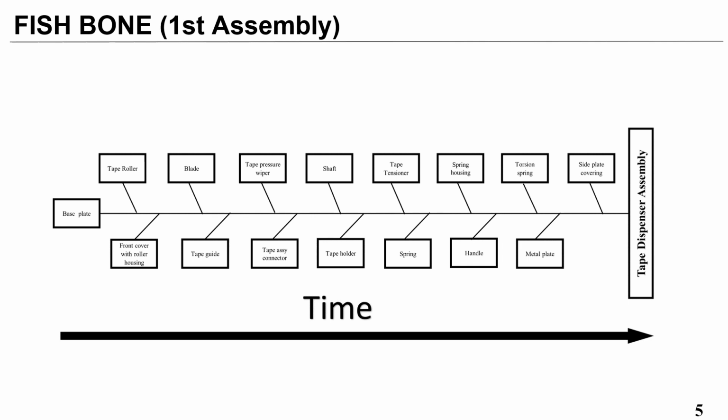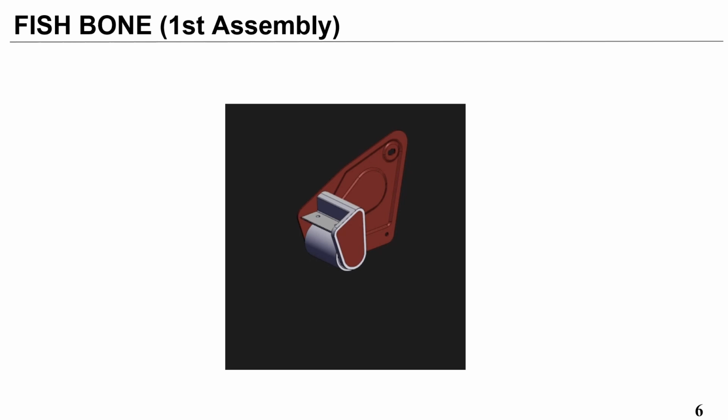The first sequence is a conventional sequence which is used. In this sequence, the components move in a serial line and every component is attached directly to the base plate. This shows a small video of how the assembly sequence will be taking place.